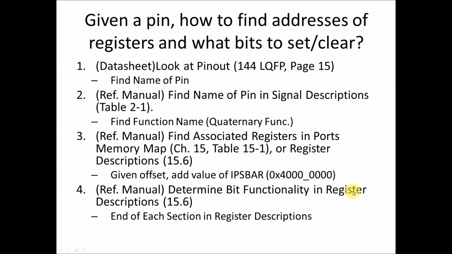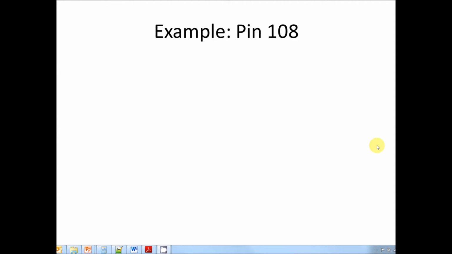Then we determine the bit functionality in the register description. So we look at the register descriptions in Chapter 15.6, and at the end of each section it tells us what the bits mean. We know where the bits are, what the bits mean, and from there we can write code that does it. So let's do an example using pin 108.